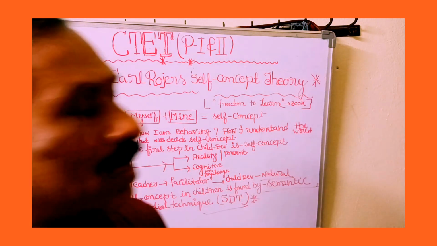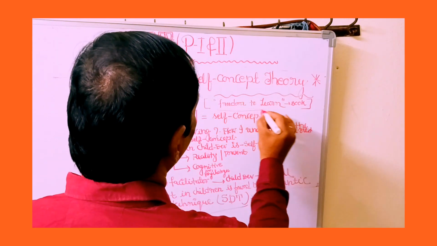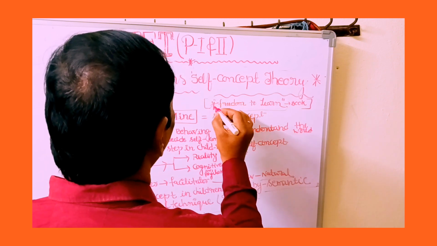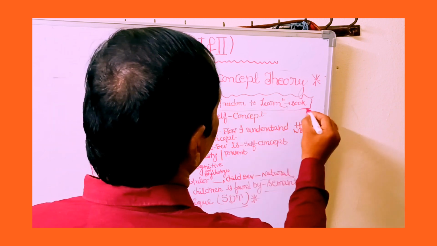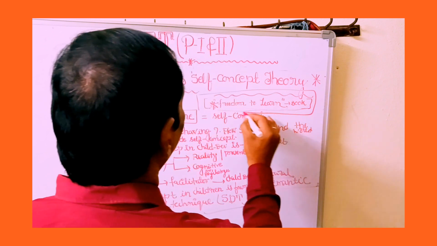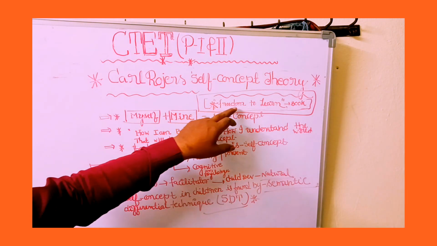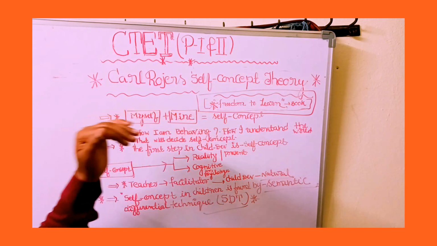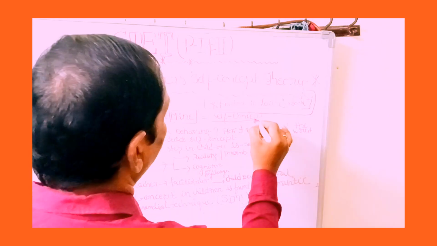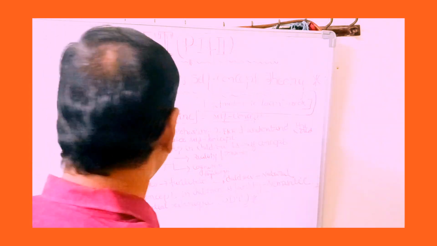He wrote the book Freedom to Learn. Most important bit: the book Freedom to Learn was written by Carl Rogers. In this book, he explained the theory of self-concept. Mine and myself is known as Carl Rogers' self-concept theory.